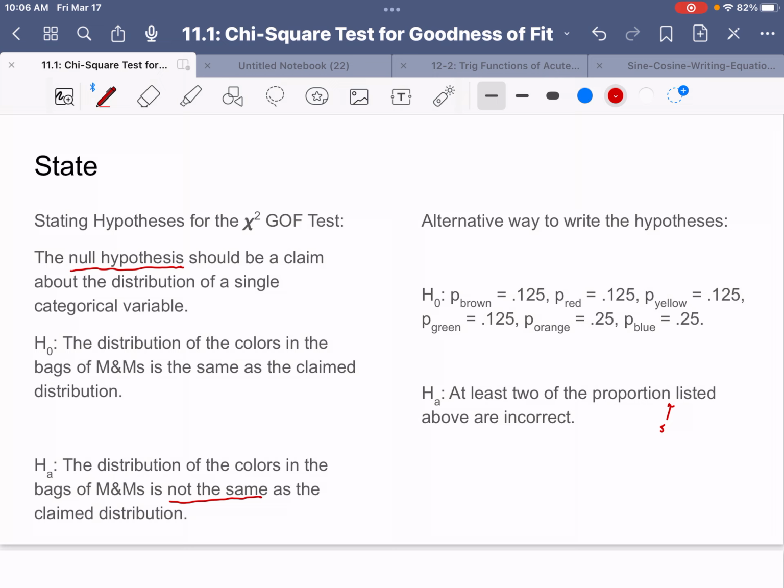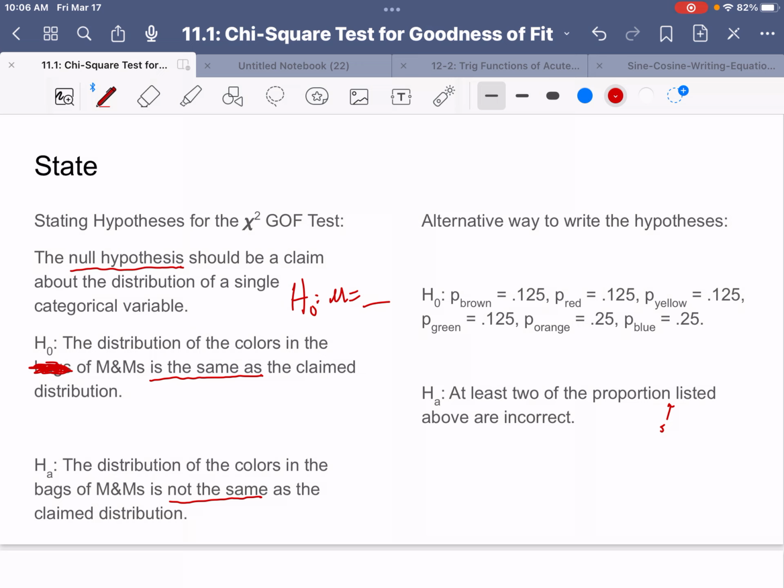So listen to this null. The distribution of the colors in the container of M&Ms, I bought a big old container instead of bags, is the same as the claimed distribution. Do you remember how most null hypotheses say something equals something? Well, think of the null hypothesis for a chi-square goodness of fit test as sort of being the same thing with words. The distribution across this categorical variable is the same as what was claimed, equal to.